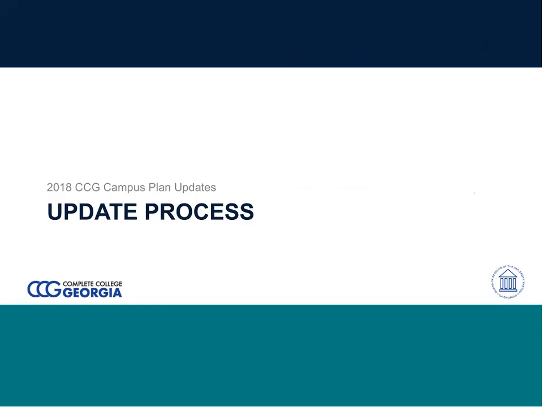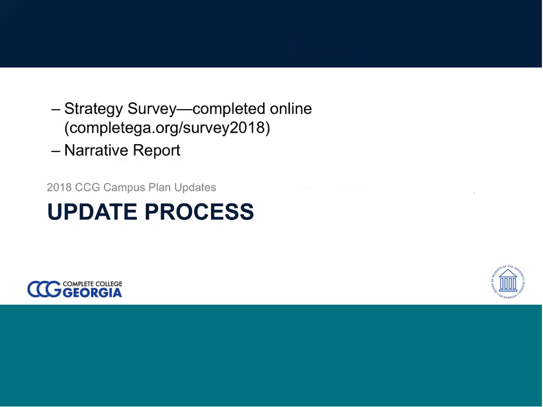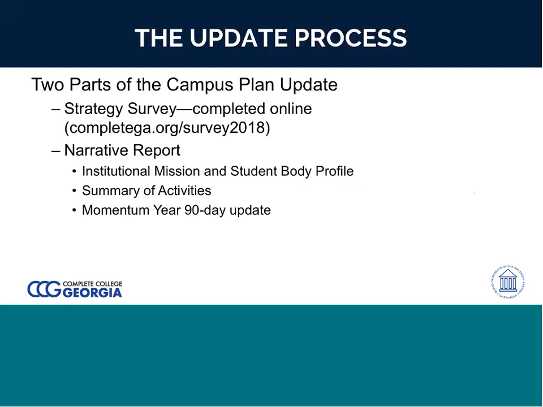So what is the process? The update process in 2017 will look very similar to previous years. We have kept this process largely unchanged. There are two parts to the update. Most folks think of the campus plan updates as simply the narrative report. That's the report that will get turned in to us in September. But an equally critical part is that strategy survey.